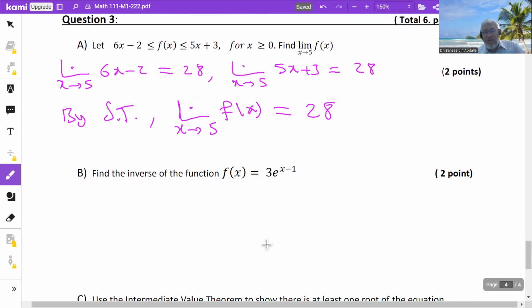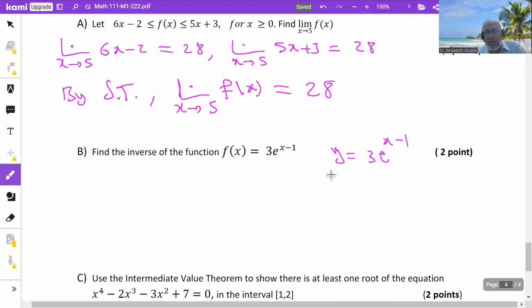Find the inverse function of this function. Well, the first step is to replace f of x by y. And then we can interchange x and y. And then solve this equation for y. To solve this equation for y, I have to get rid of this 3, because to get rid of e, I know that ln of e^x is x, but it has to be e^x, and there is a 3 here. So I have to divide by 3.